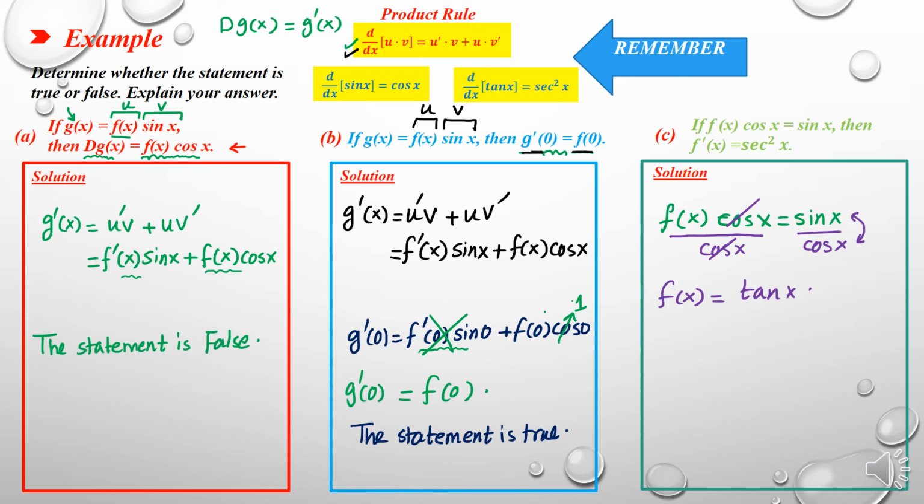Now the function is ready to differentiate. So we have f prime of x equals the derivative of tan of x, which is secant squared of x. So this statement is true. And that's it. Thank you.